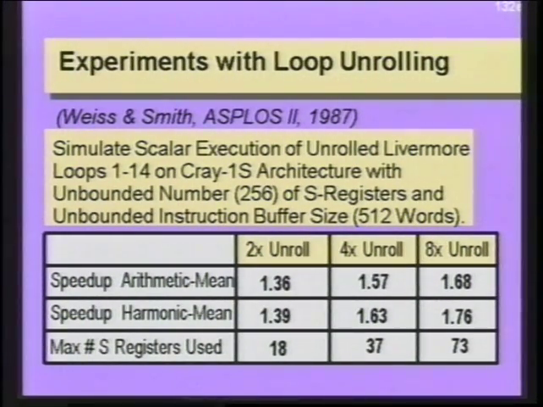So what they observed in their study is that an unroll factor of just 2 can yield an average improvement in the range of 36 to 39%. An unroll factor of 4 can give an improvement in the range of 57 to 63%, and an unroll factor of 8 can give an improvement in the range of 68 to 76%. Now, one catch in obtaining these speedups is that successively larger unroll factors require larger amounts of registers to deliver the extra performance. An unroll factor of 2 required 18 registers, an unroll factor of 4 required 37 registers, and an unroll factor of 8 required 73 registers.